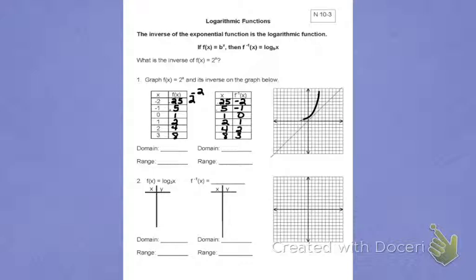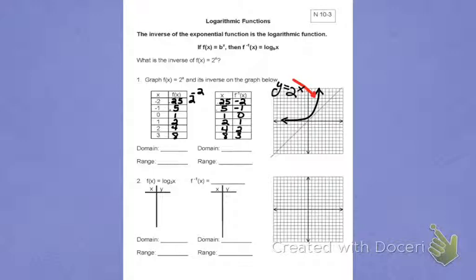If I drew that in, it would look something like that. It would get closer and closer to the x-axis, but it would never quite touch. Okay, so this line here is y equals 2 to the x power.